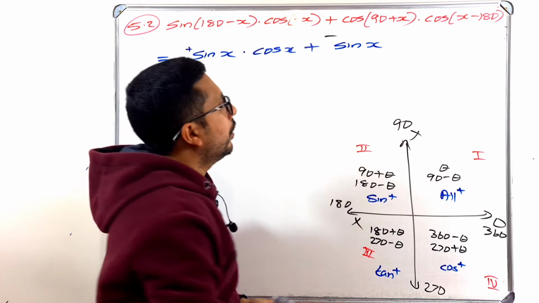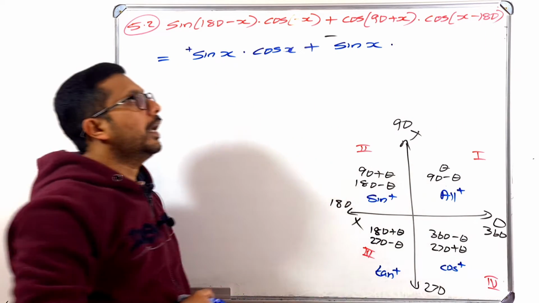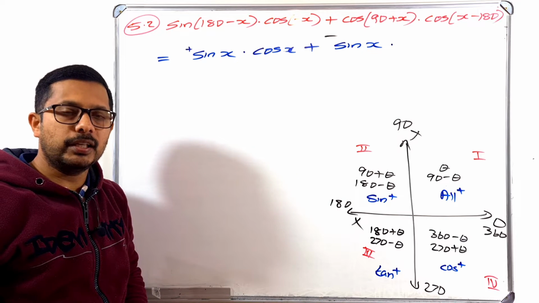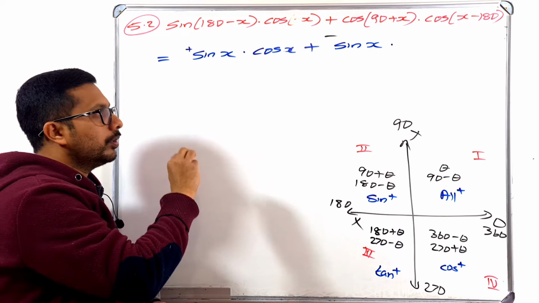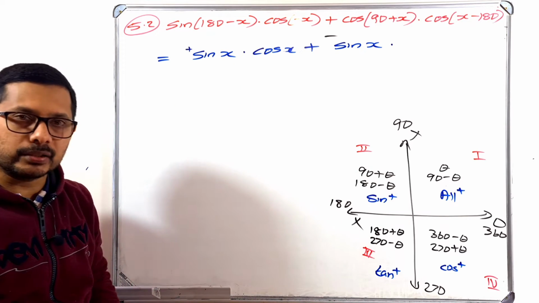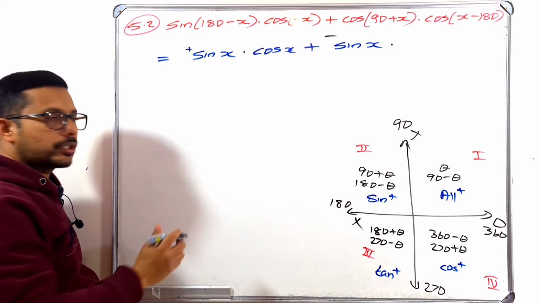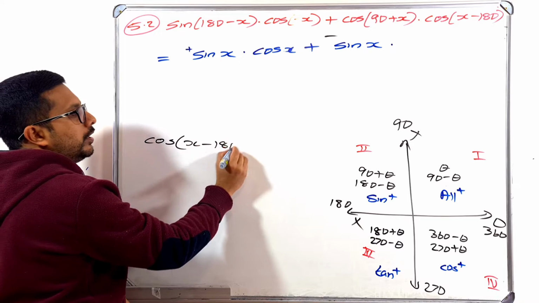Now the next one, cos of x minus 180. Now I will explain how to write that one, but when you write your exam, you can directly write it. There is no need to write all the steps. So cos of x minus 180.